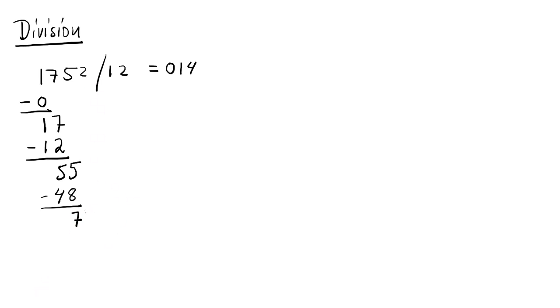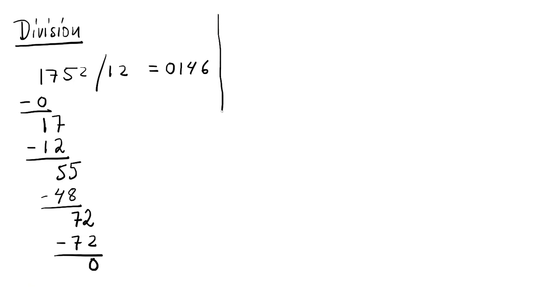Then we take down the last digit. How many times does 12 go in 72? Yeah, 6 times. And 6 times 12 is exactly 72. And now we don't have any more digits to take down, and we have also gotten a 0 here. That means that we have come to the end of the algorithm. So the answer is 146. So 1752 divided by 12 is 146.